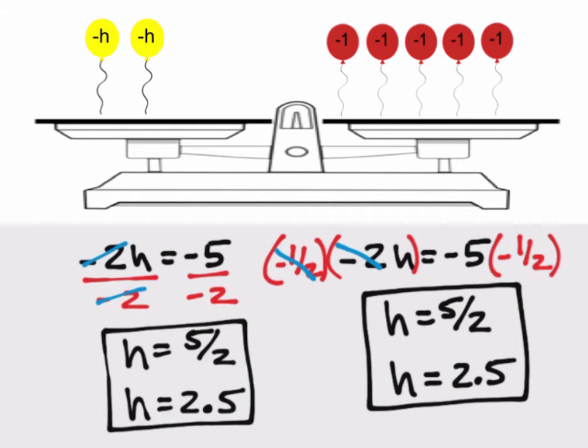Looking at the scale, in this case, we've got 2 h balloons, each pulling up with h kilograms of force, and we've got 5 balloons on the right pulling up each with 1 kilogram of force, for a grand total of -5 kilograms. Well, if they're both pulling up with the same amount of force, then it must be that 2 kilograms of force pushing down would be the same as 5 kilograms of force pushing down.